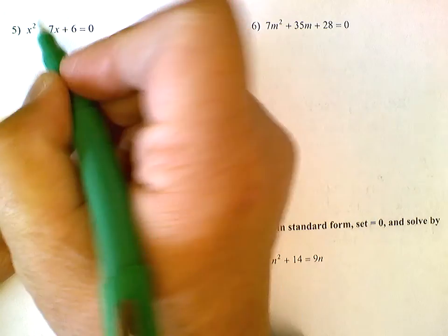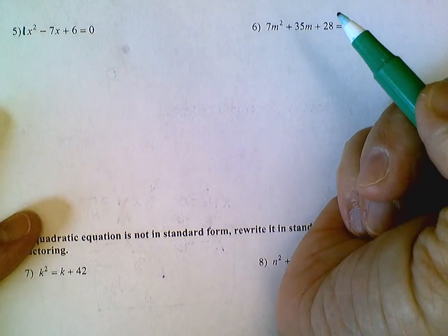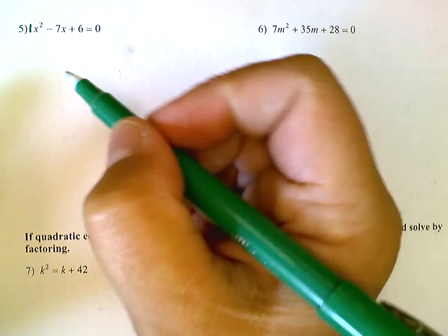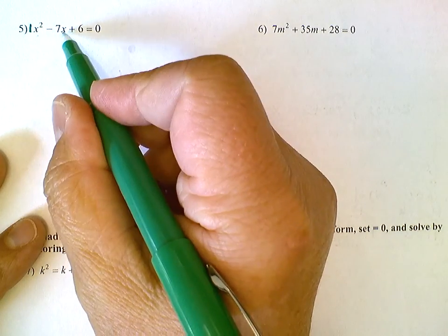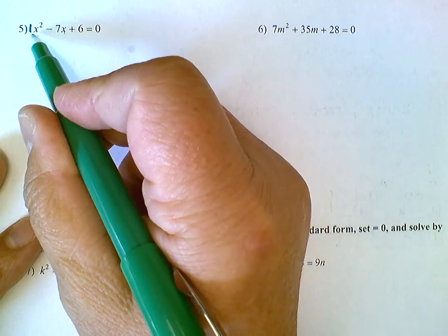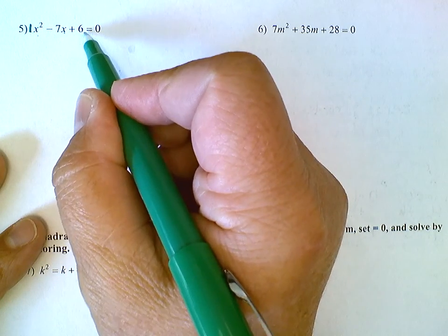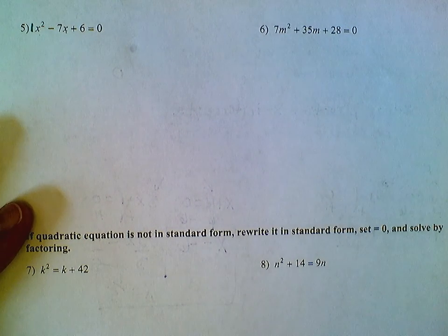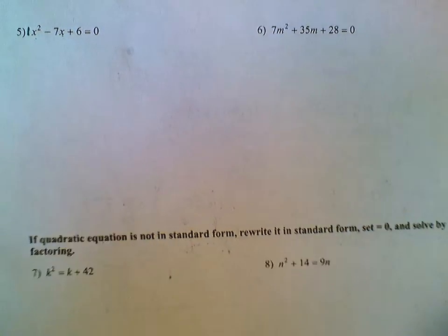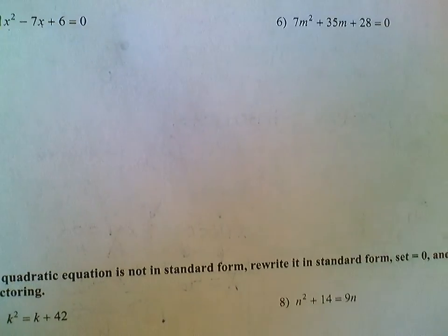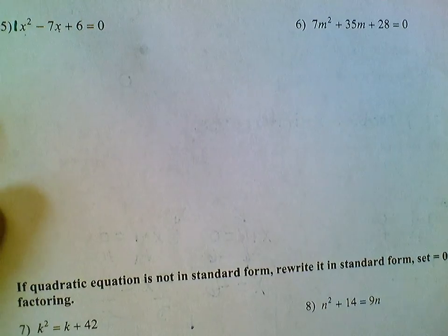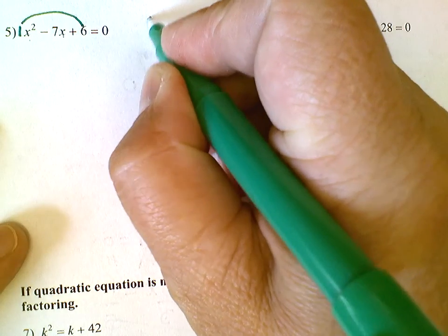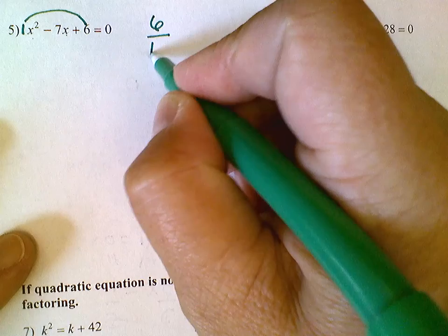Okay, for number 5, if you look and you see that you have an a value of 1, then there is no possible greatest common factor. If you look at your variables and you have a variable in every spot, then you have a variable that can be a greatest common factor. For this one, we do not have a greatest common factor, so we will go directly to looking for our factors of 1 times 6, which is obviously just 6.